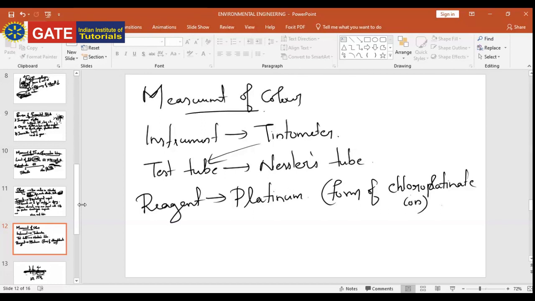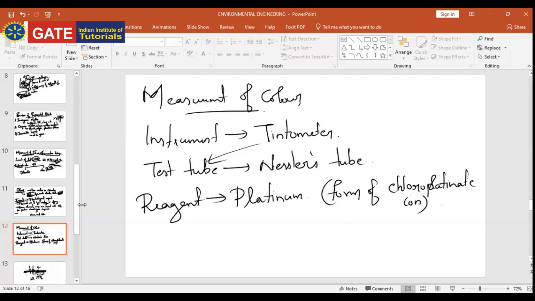Sometimes the reaction will be very speedy and I don't want that much speed. Then I'll add some reagent so that I can slow down the process. So for different purposes, we'll be adding the reagent. A reagent is actually any intermediate substance that is added to modify the process that is happening inside the reactor.